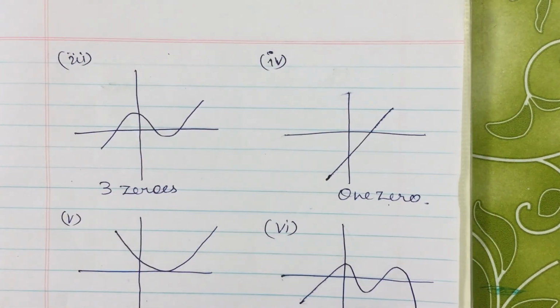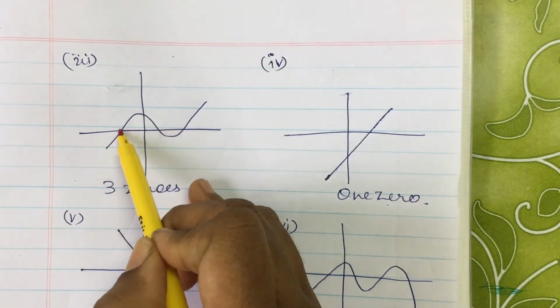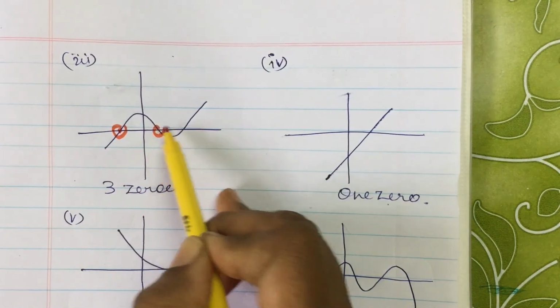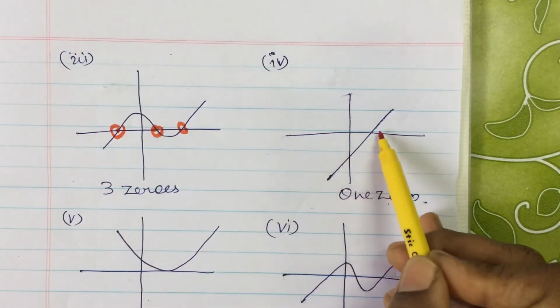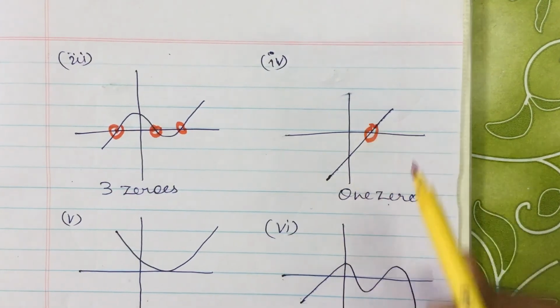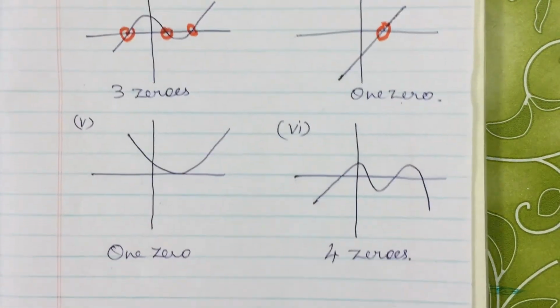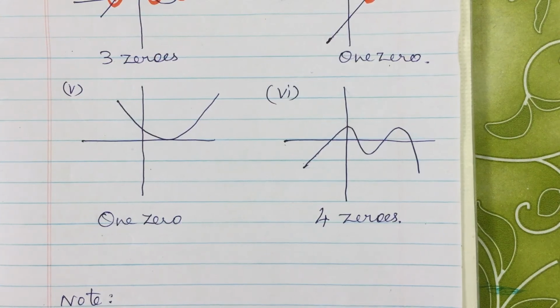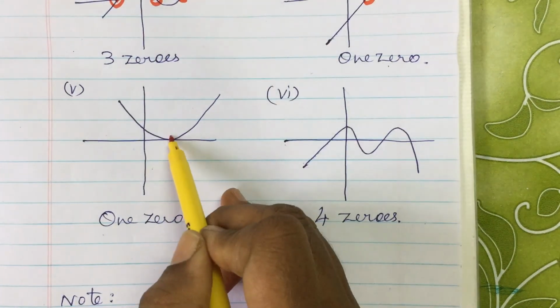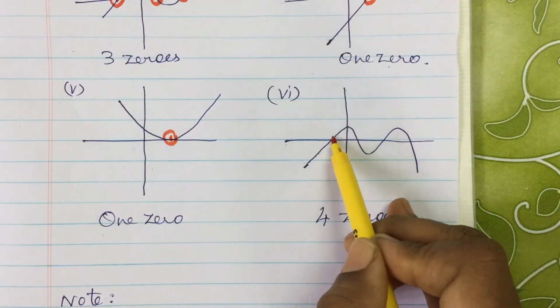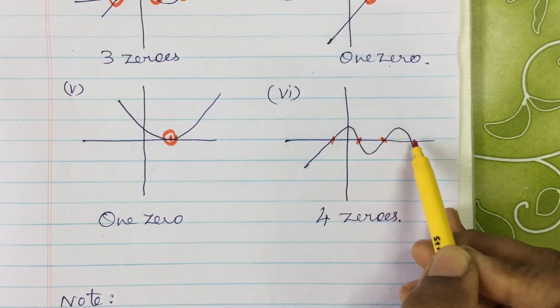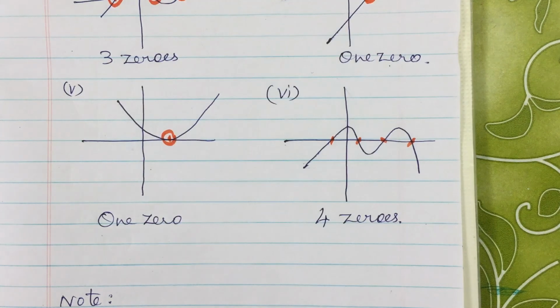Coming to a third example, it is cutting the x-axis at 1, 2 and 3. 3 zeros are there. Here you will have only 1 zero. And coming to the other examples, it is touching the x-axis at only 1 point, therefore 1 zero. Here it is 1, 2, 3 and 4. So you will have 4 zeros here.